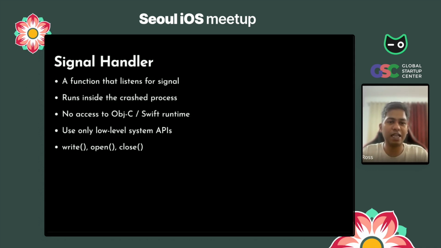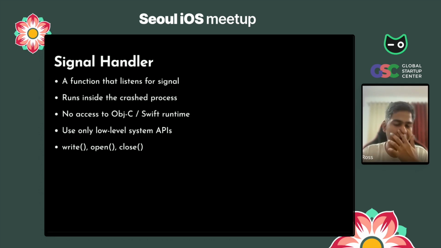A signal handler is nothing but a function that looks out for these different signals being thrown around. The signal is first thrown by the OS to the process. The process is just about to kill itself, and before the process is terminated, the signal handler is run inside the same crashed process itself.